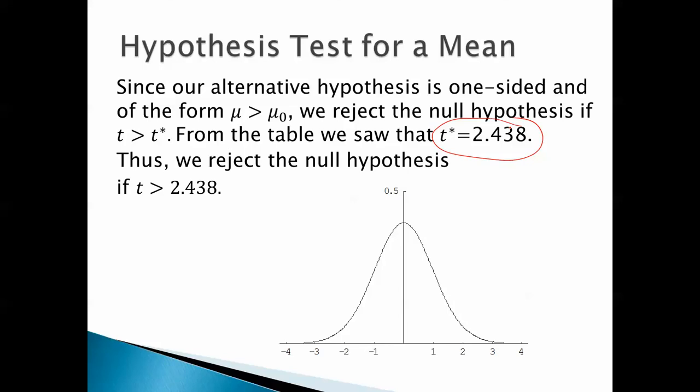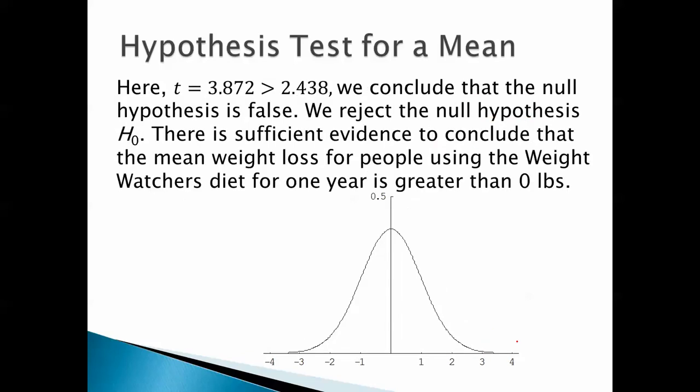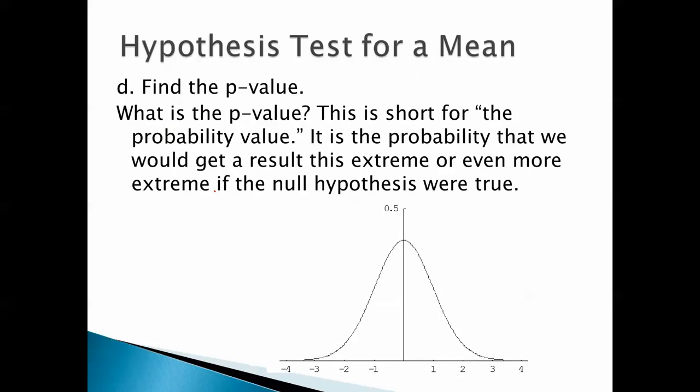And this is what the t distribution looks like for 39 degrees of freedom. So if t is greater than 2.438, roughly here, if it's something in that region, then we would reject. Okay, but t equals 3.872, which is greater than 2.438. We conclude that the null hypothesis is false. We reject the null hypothesis. There is sufficient evidence to conclude that the mean weight loss for people using the Weight Watchers diet for 1 year is greater than 0 pounds.